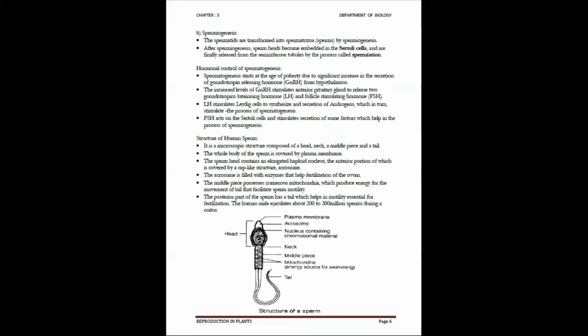Moving on to the next, that is spermiogenesis. Yes, here there would be few questions asked because of the Sertoli cell or the definition of spermiation. Yes, this you have to learn.